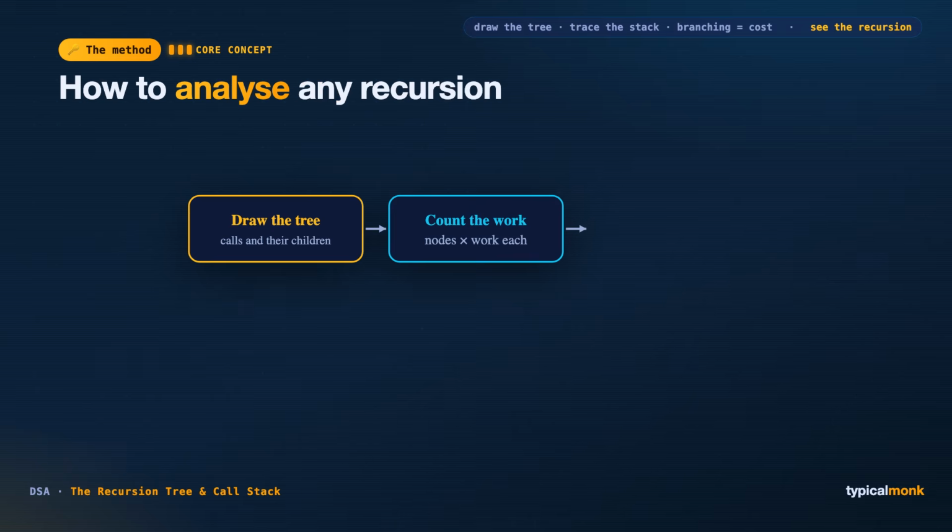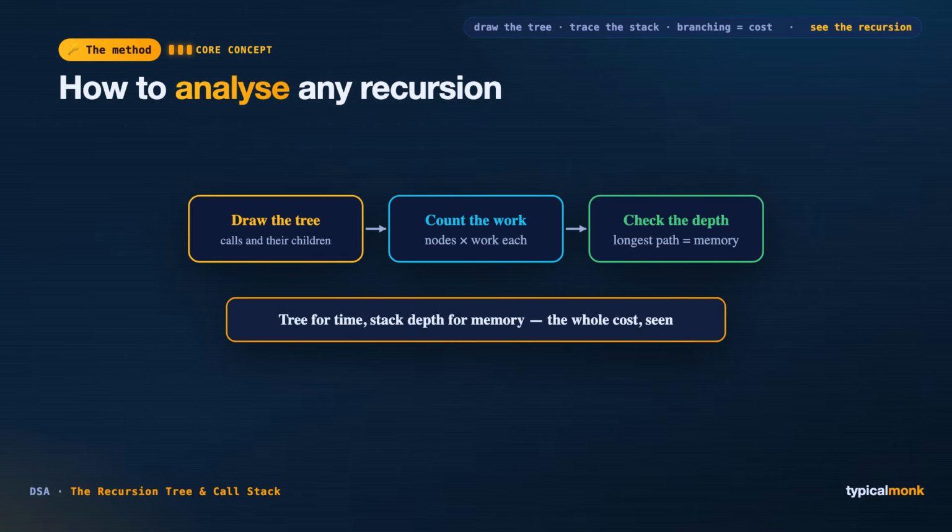Second, count the work. The total time is roughly the number of nodes in the tree times the work done at each node. A straight line tree has few nodes and is linear. A branching tree has many and is exponential. The shape you just drew answers the time question directly. And third, check the depth.